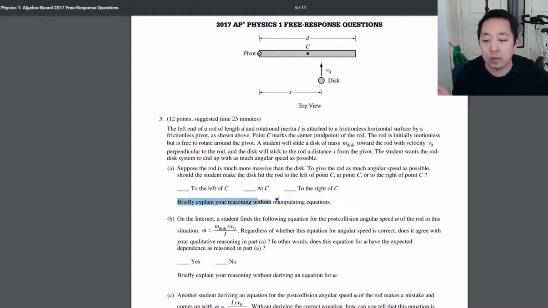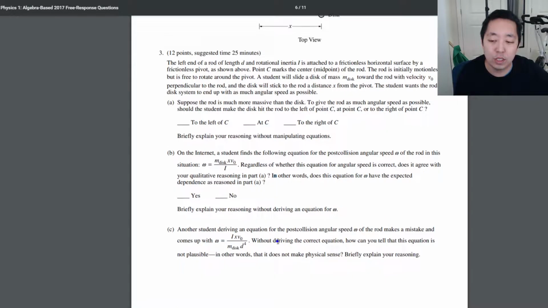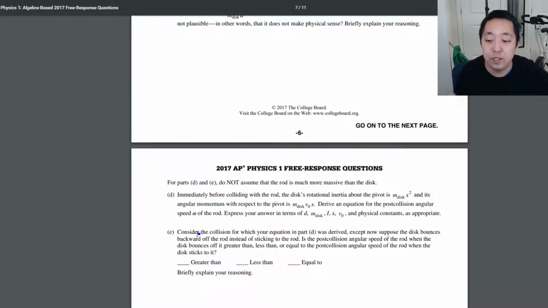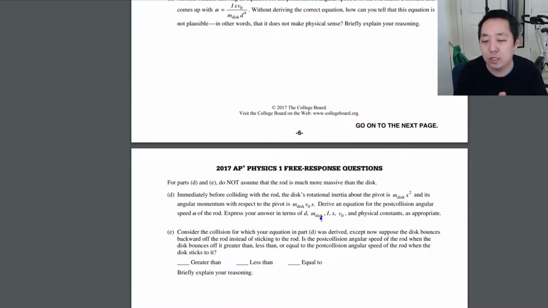They ask you to explain reasoning without equations. They have a student put up an equation. You have to justify whether or not you think it's good or not. You have another student deriving. You have to say if there's any problem with it, and then you have to derive it yourself. And so it's all conceptual. So it's tying those conceptual questions with equations.